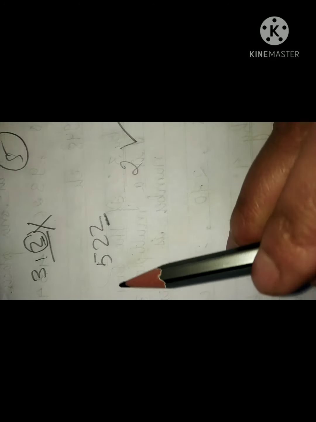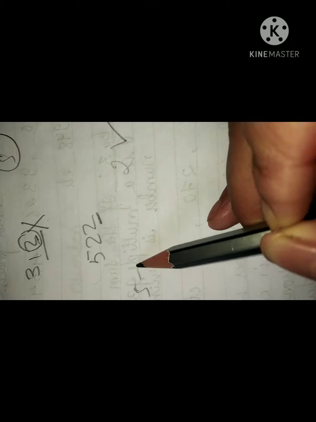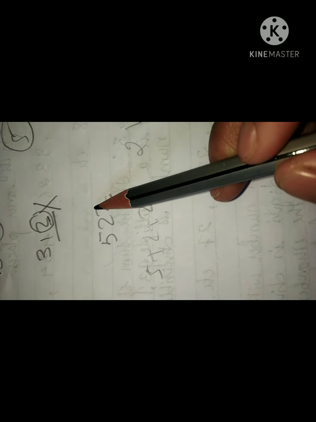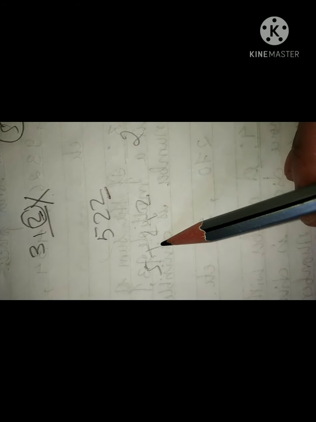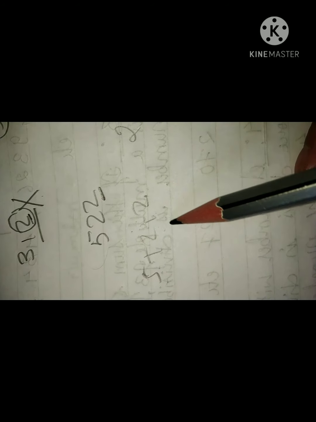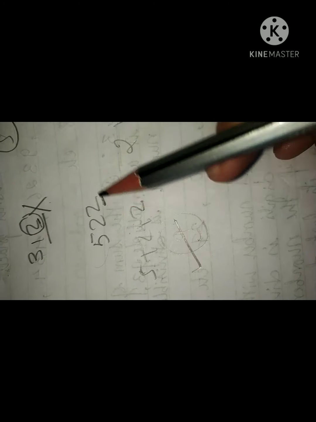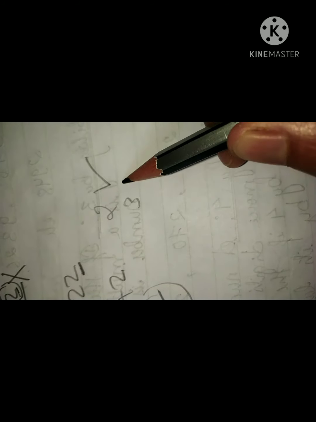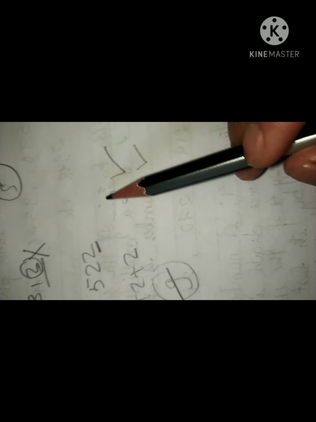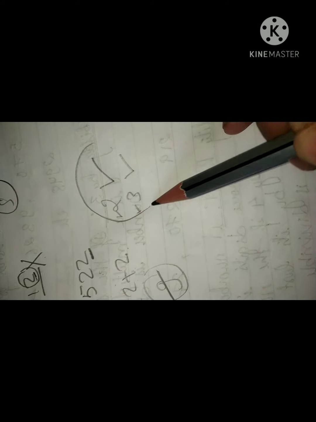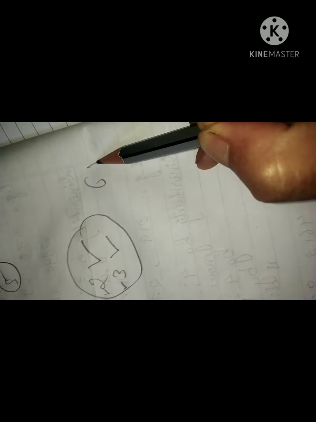Now let's check whether this is divisible by 3 or not. To check the divisibility by 3, we need to add all the digits. So 5 plus 2 plus 2. 5 plus 2 is 7. 7 plus 2 is 9. Is 9 a multiple of 3? Yes. That means this is also divisible by 3. Now see students, in this case, this number is divisible both by 2 and by 3. That means this number is also divisible by 6.